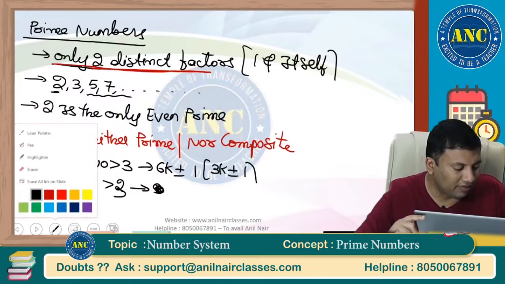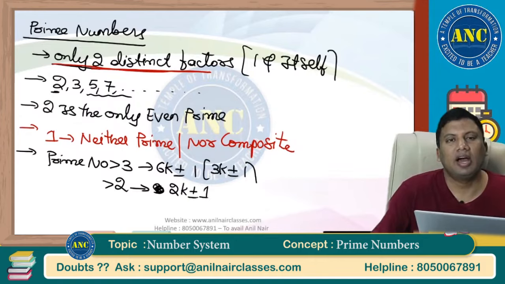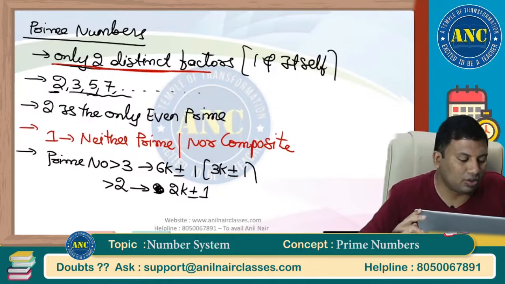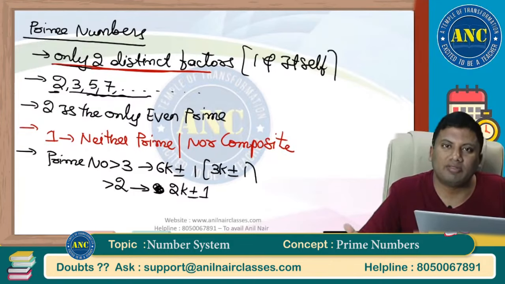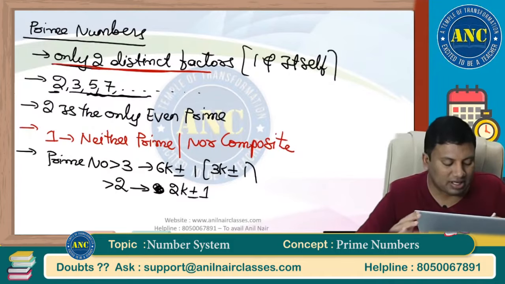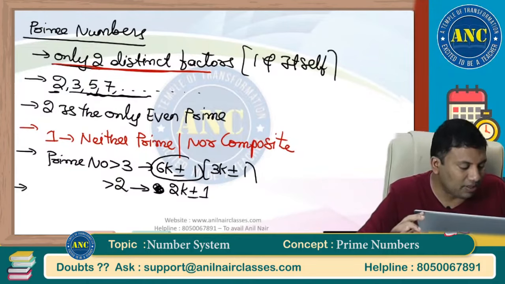Any prime number greater than 2 is an odd number. An odd number can be of the form 2k plus or minus 1 and 3k plus or minus 1. Any prime number greater than 3, like 5, 7, 11, 13, 17, 19, is of the form 3k plus or minus 1. So, in generic, we will use 6k plus or minus 1.